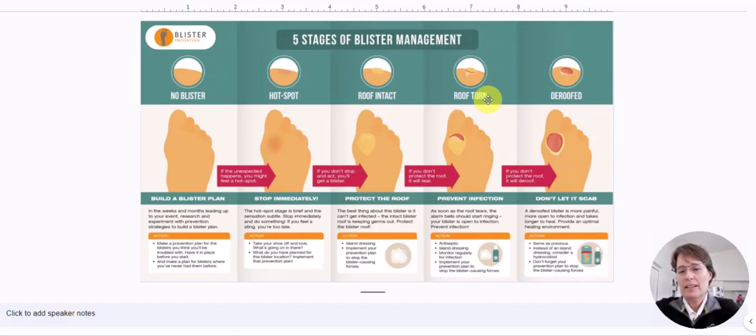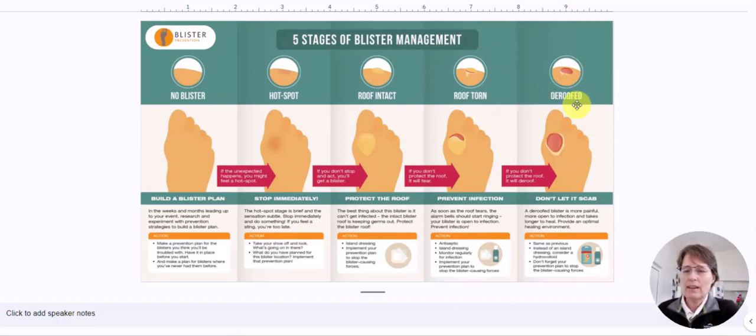So now we've got to add betadine or some sort of antiseptic into the equation, plus the dressing. Plus, we've got to implement prevention because we don't want this blister to get worse. We don't want it to get bigger. We don't want it to de-roof. We don't want it to hurt anymore. We want to give it some chance to start healing, even though we still have to be on it. So therefore, we have to implement the prevention as well as the antiseptic and dressing.